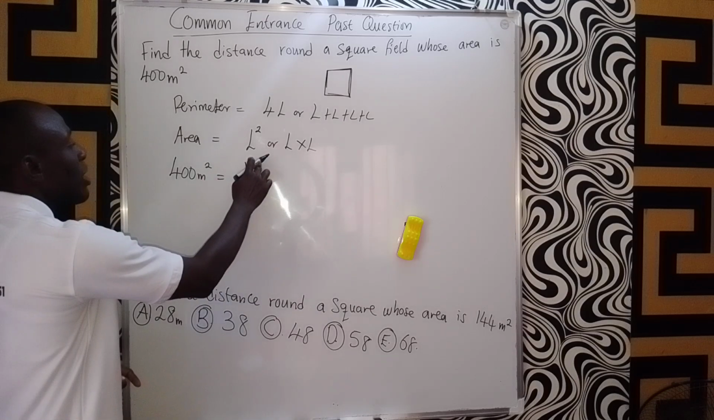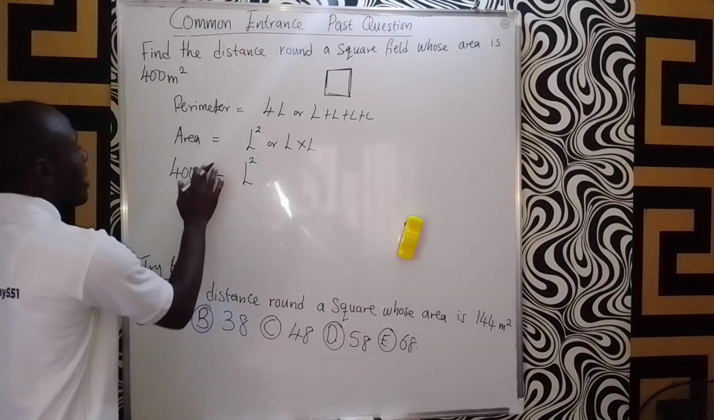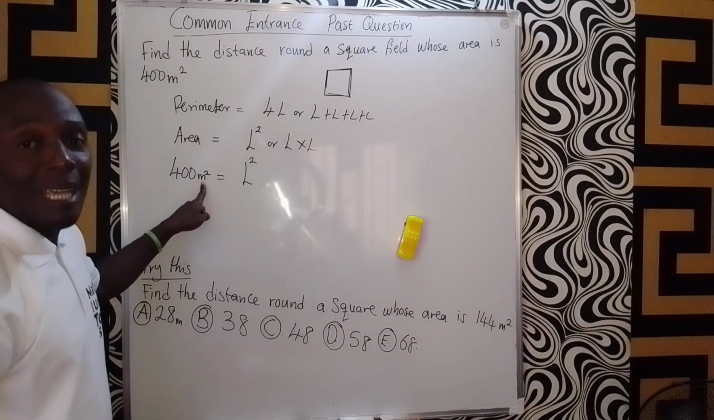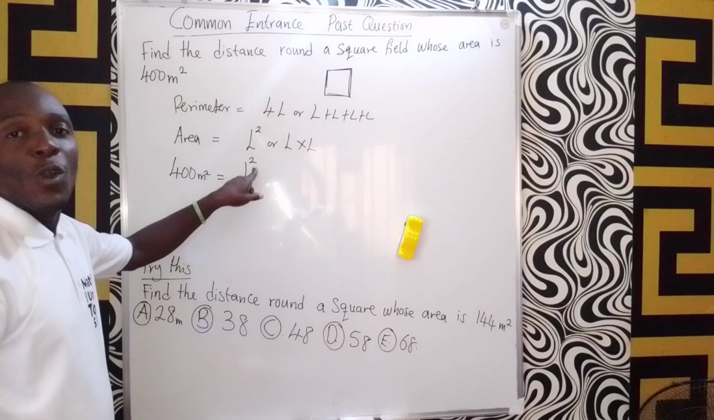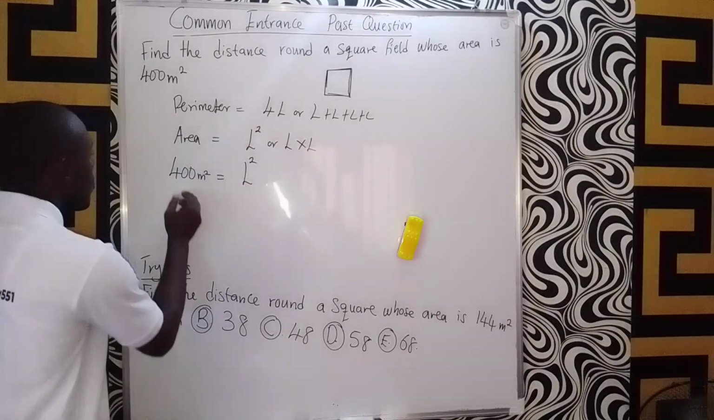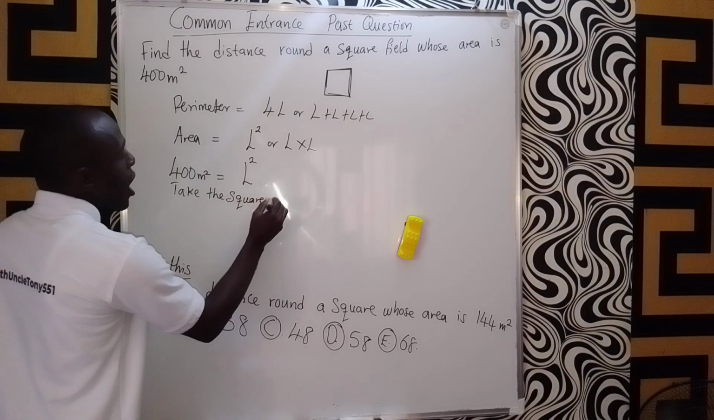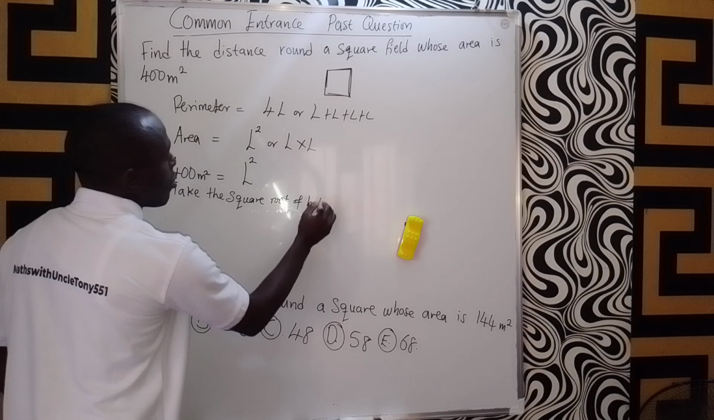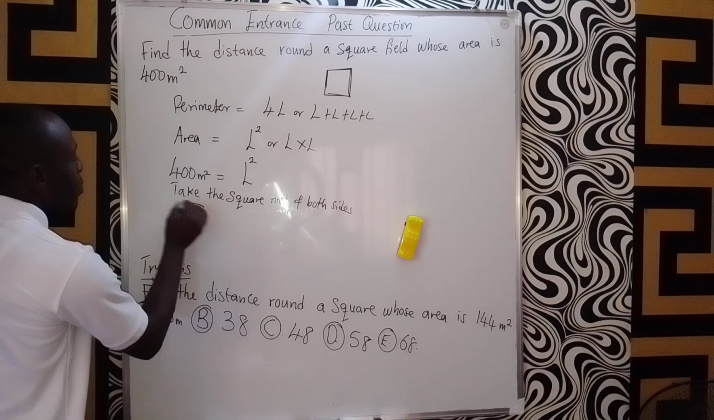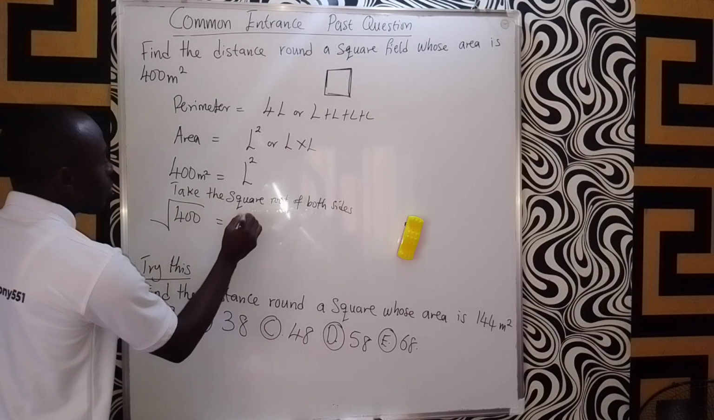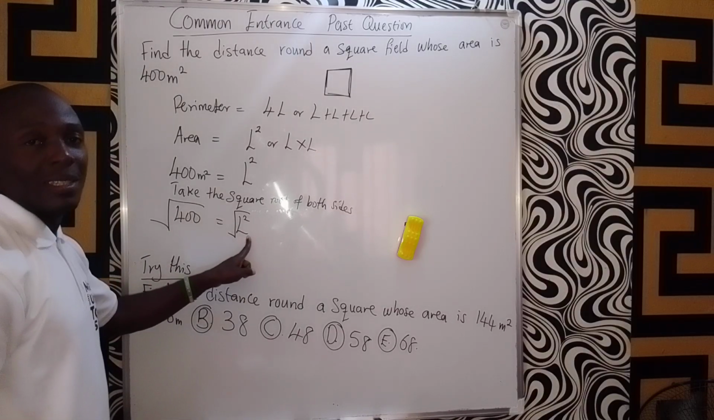When you have the square of an alphabet without any square on a number, remember this square is for the letter M, meter square. So 400 has no square, but this one has a square. In order to remove this square, we take the square root of both sides, meaning that 400 will be under square root, L square will be under square root.